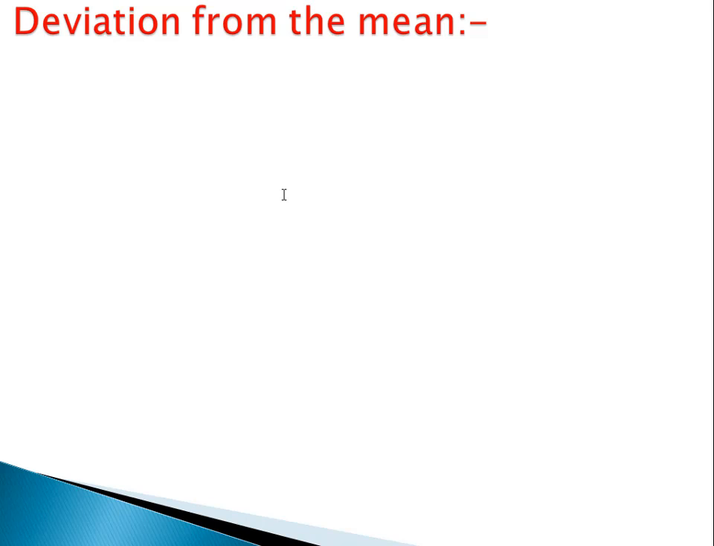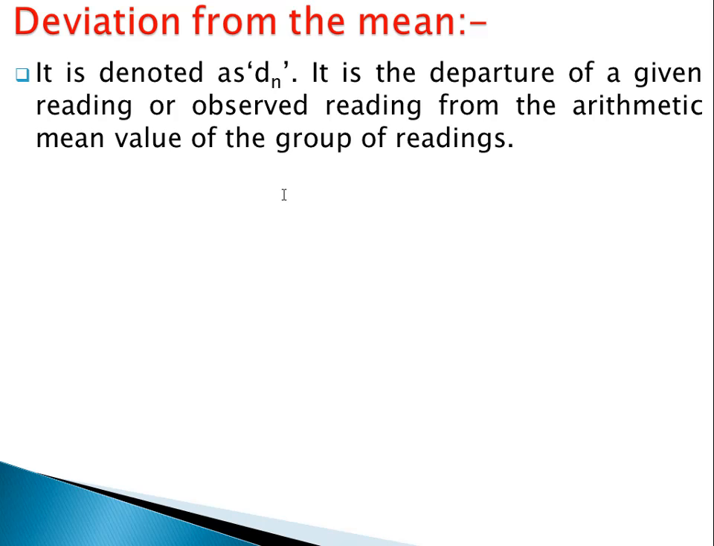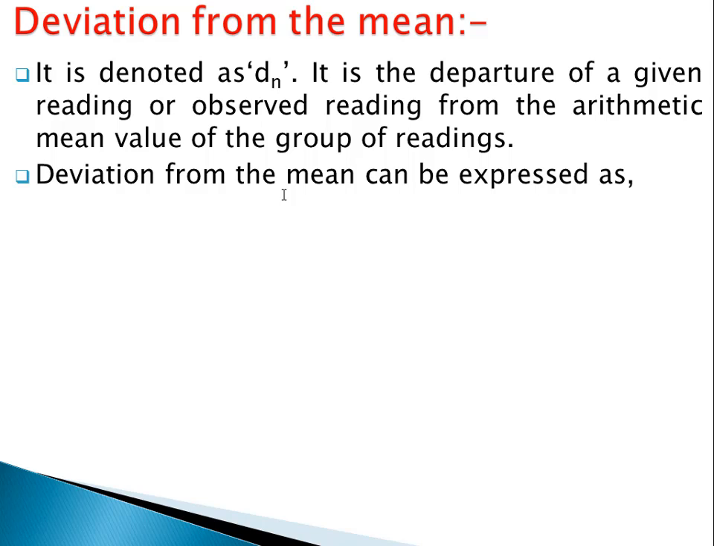Next term related to statistical analysis is deviation from the mean. Deviation from the mean is denoted as dn, and it is defined as the departure of a given reading or observed reading from the arithmetic mean value of the group of readings. So deviation from the mean can be expressed as dn is equal to xn minus x bar.